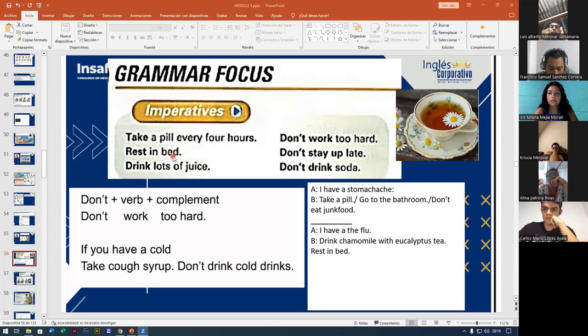We know that rest is very necessary. For example, with the flu, we are taking acetaminophen, we are taking a lot of pills, but if we don't rest, wow, that's very complicated to recover. Drink lots of juice, especially lemon juice, maybe, or orange juice. Don't work too hard. Don't stay up late. Don't drink soda.